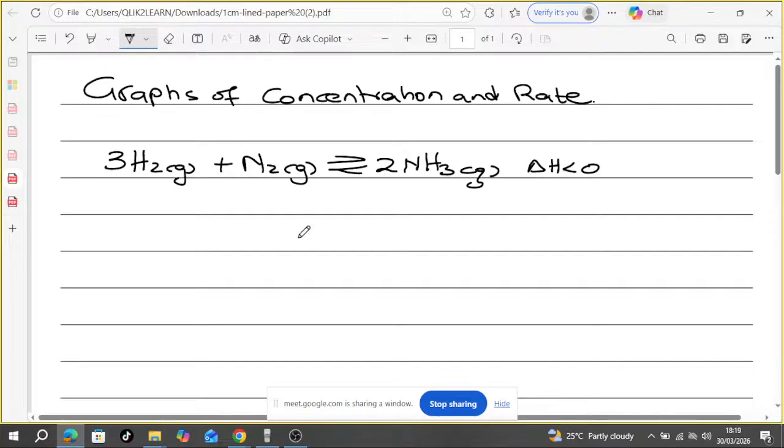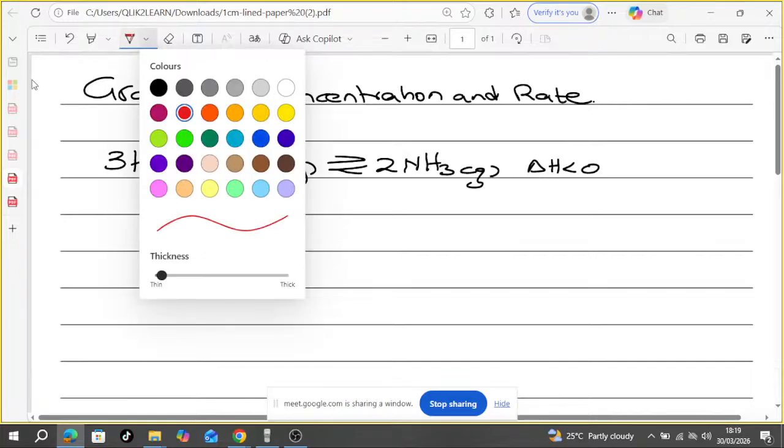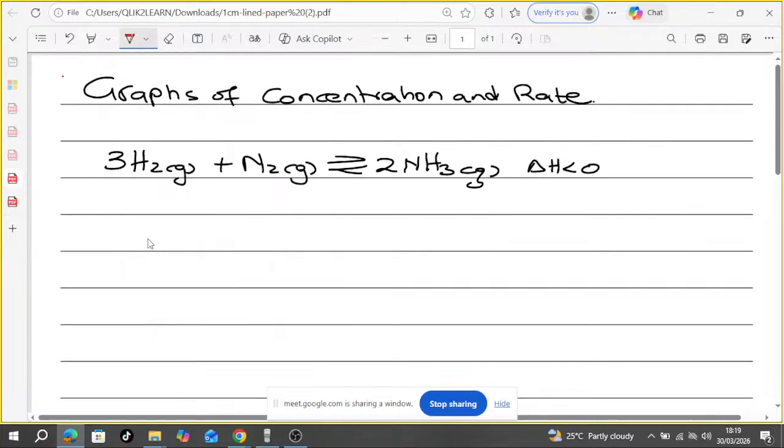Now I want us to talk about what happens when we increase the temperature, because I need you to understand what's going on. We're going to have so much fun on this one. I'm not going to move fast, because by the end of this lesson you need to understand everything. We're going to use this reaction to explain the change to a graph of concentration and rate when changes are made to equilibrium.